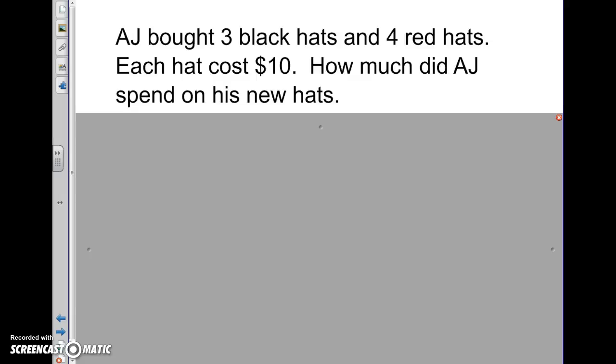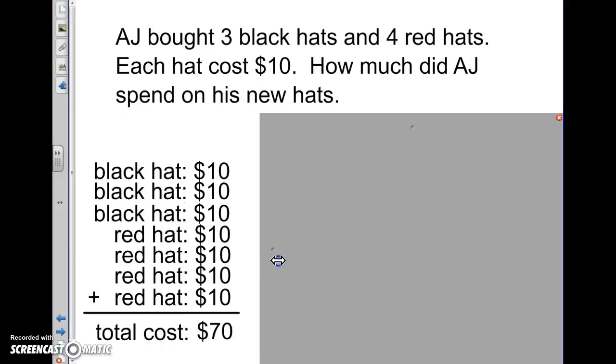If we look at this as just a repeated addition kind of way, he bought one black hat for $10, another black hat for $10, and so forth. So here's the list of his 3 black hats and his 4 red hats, each one costing $10. If we add those all up, we'll have a total cost of $70. So how much AJ spent on his new hats should be $70.